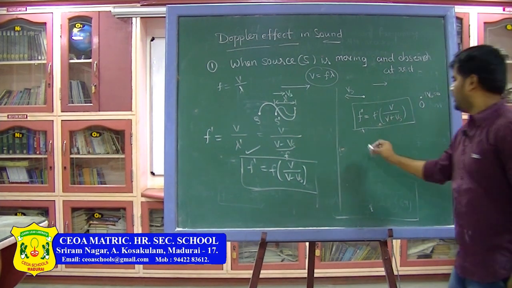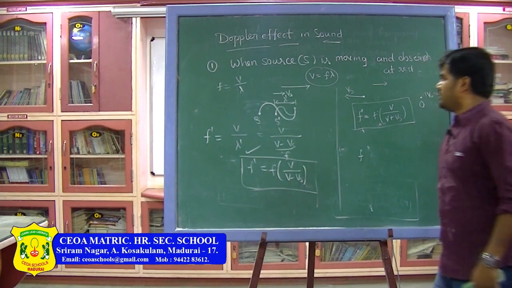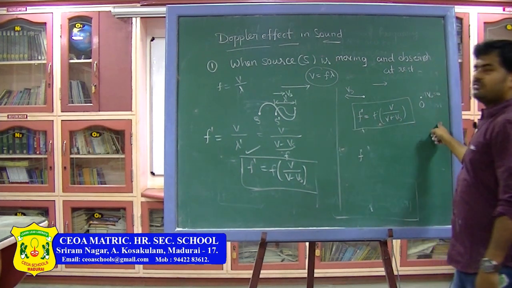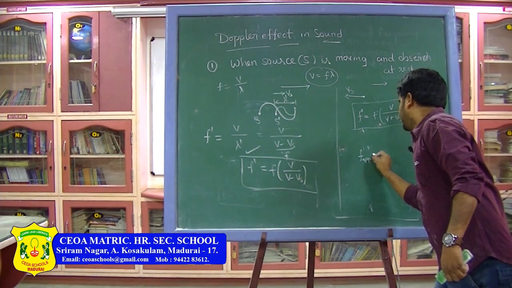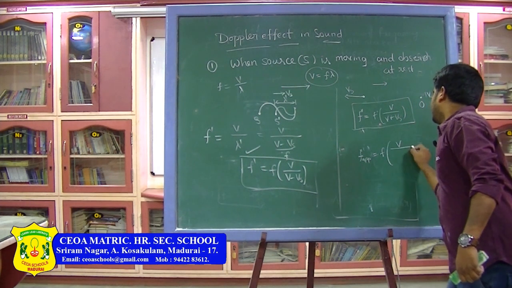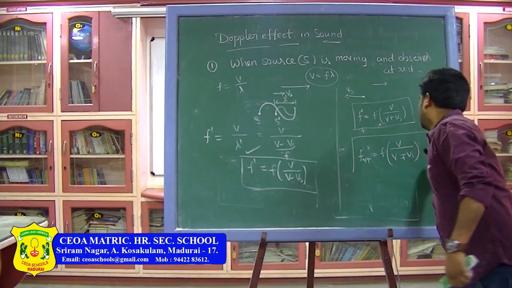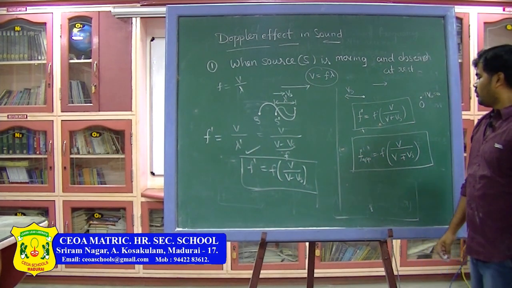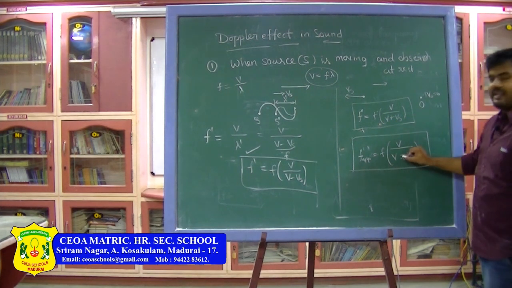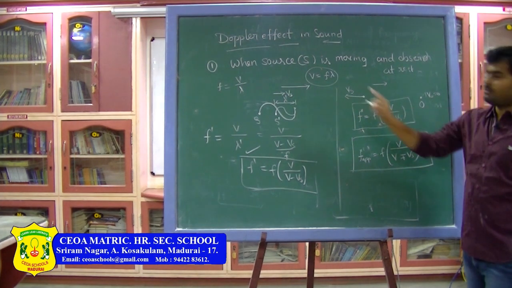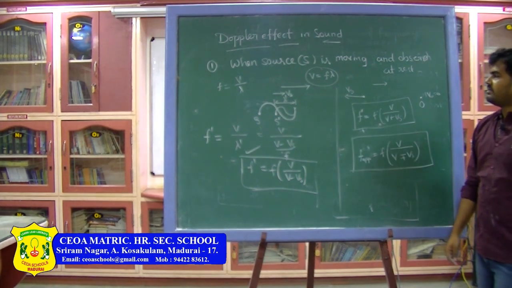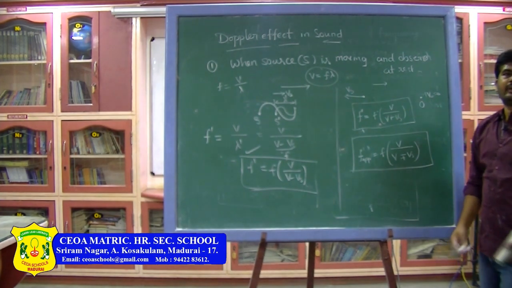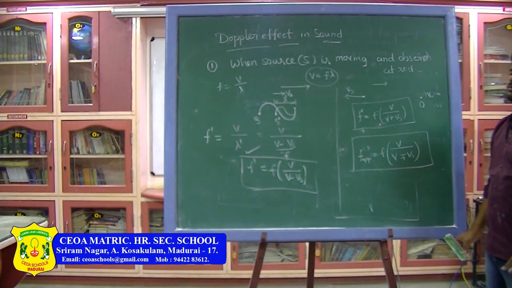So if I combine both, I can write a single equation. When the source is moving either towards the observer or away from the observer, the apparent frequency f apparent is equal to f into v divided by (v minus or plus Vs). So this is the apparent frequency value when the source is moving. When the source is moving towards the observer, take the minus sign. When the source is moving away from the stationary observer, take the positive sign. So you can calculate the apparent frequency value due to the Doppler effect. That is the first case of the Doppler effect.